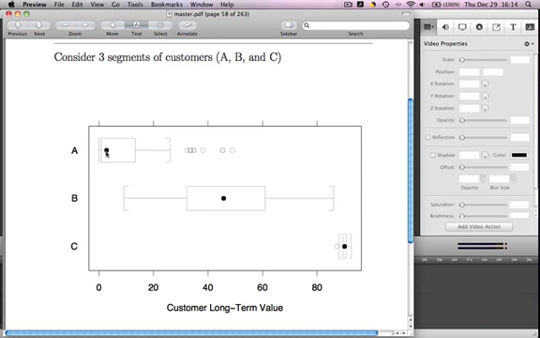The distribution is more homogeneous than segment B, but less homogeneous than segment A, and that's indicated by the length of the box and the distance between the whiskers. Finally, you're going to see some outliers here. These outliers indicate that not all the customers in segment A are really weak. Some tend to be pretty mediocre. They're kind of in the middle of this entire range, but the vast majority of them are pretty weak.